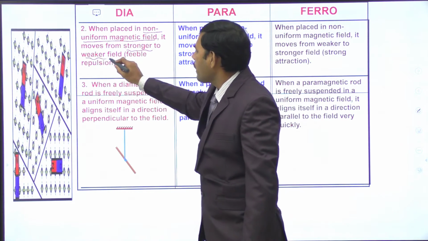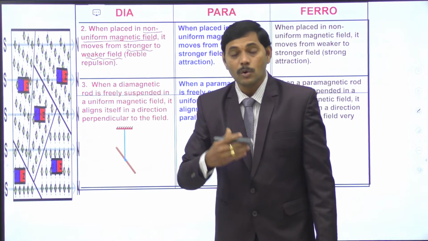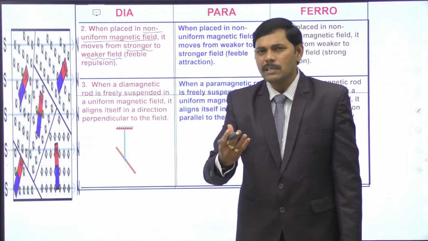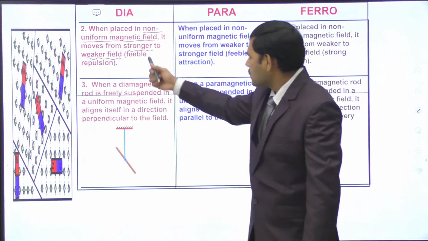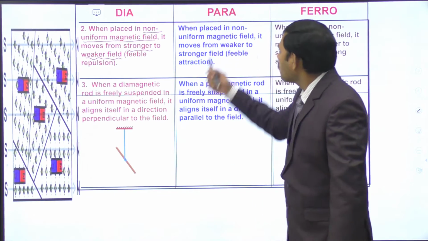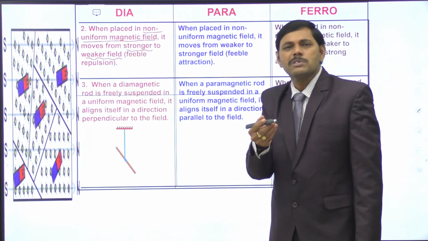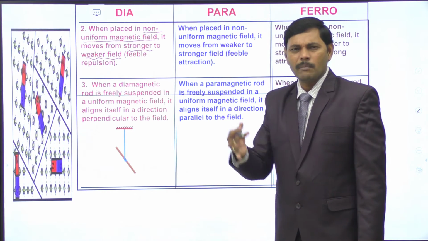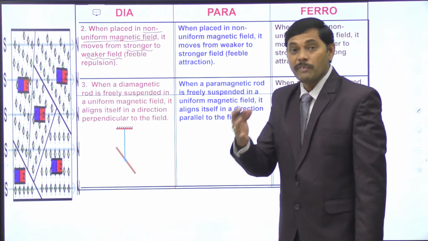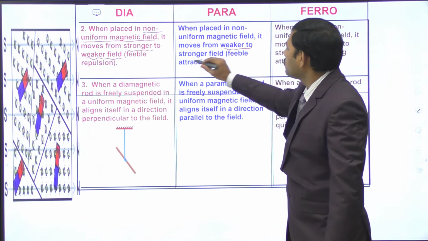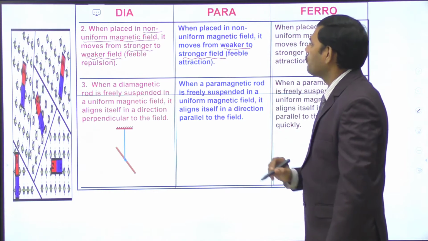The only reason is that diamagnetic substances are substances which are feebly repelled by the magnet. Repelled means it must move from stronger to weaker. That's why they shift from stronger to weaker. Whereas para are the substances which are feebly attracted. That's why in a non-uniform magnetic field they must move from weaker to stronger. So they move from the weaker region to the stronger region of the field.